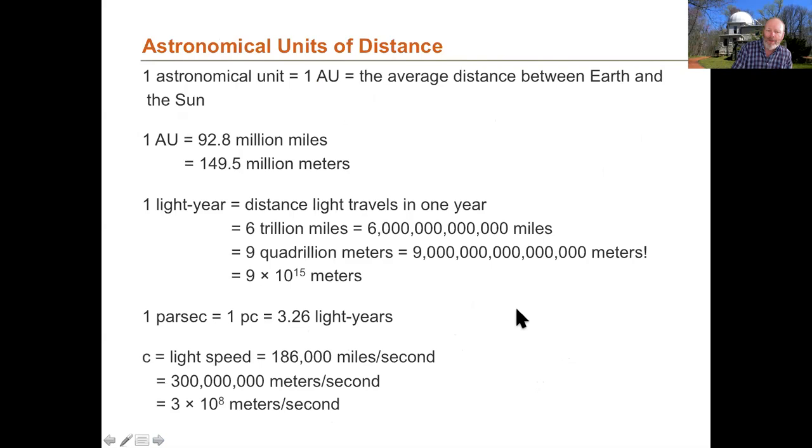Some things to keep in mind. We are 1 AU away from the sun. That's an astronomical unit. That is about 93 million miles. That's rounding up here, 92.8. That's an approximation, because in fact, sometimes we're closer, sometimes we're further away. You convert that to meters, we're about 150 million meters away.